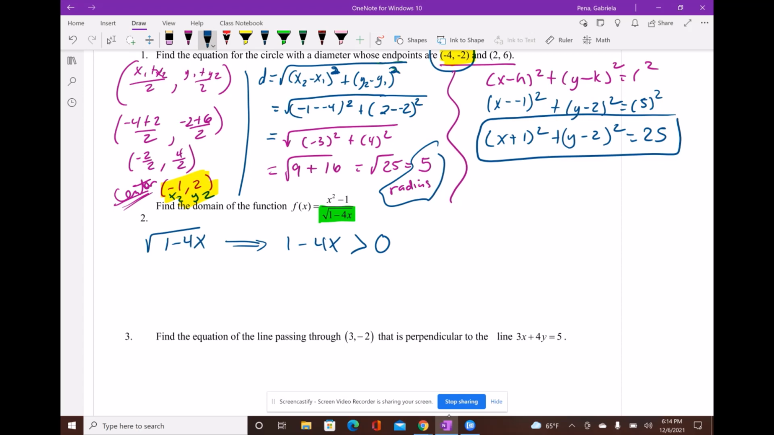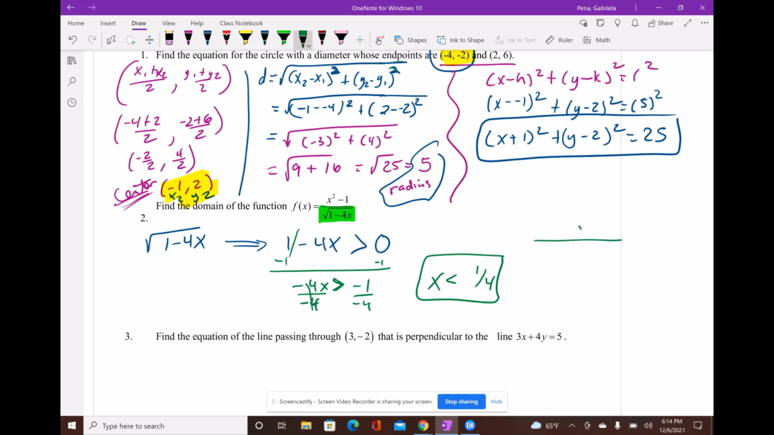We solve for x, so we subtract 1. I get negative 4x is greater than a negative 1. We divide by negative 4. So I get x is something to positive 1/4. What happens to your inequality symbol when you divide by a negative number? It flips. So this is your answer in interval notation.